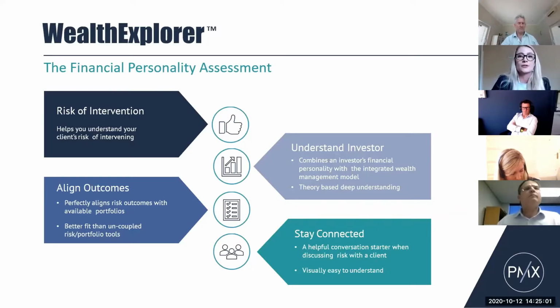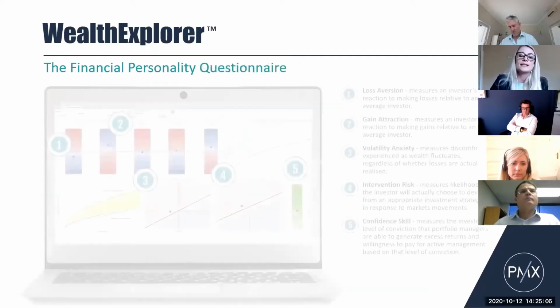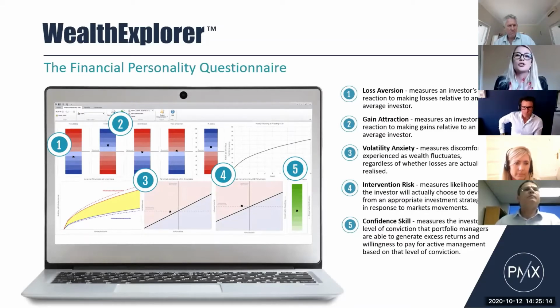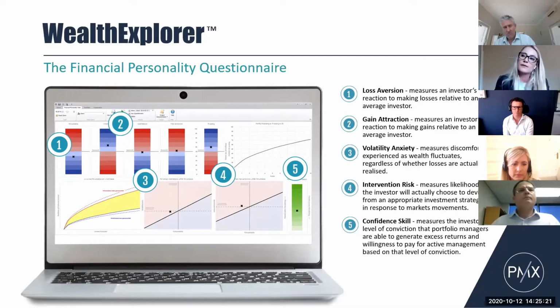Once your client has completed this financial personality assessment, what you then see is this dashboard that generates directly in WealthExplorer for you. What it does is it breaks up those questions into these results, and it's showing you how your client plots compared to an average investor on these 5 elements. So looking at loss aversion, gain attraction, volatility anxiety, intervention risk, and finally confidence and skill.